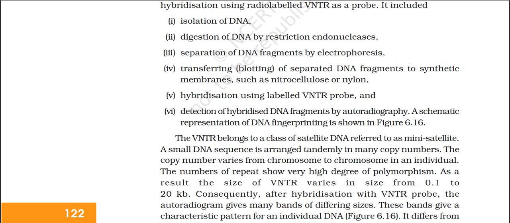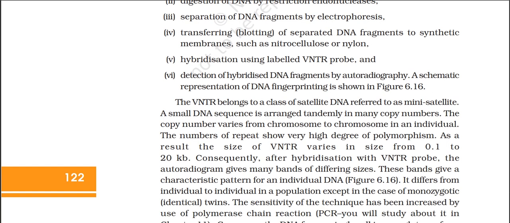The VNTR belongs to a class of satellite DNA referred to as mini-satellite. A small DNA sequence is arranged tandemly in many copy numbers. The copy number varies from chromosome to chromosome in an individual. The number of repeats shows a very high degree of polymorphism. As a result, the size of VNTR varies from 0.1 to 20 kilobases.